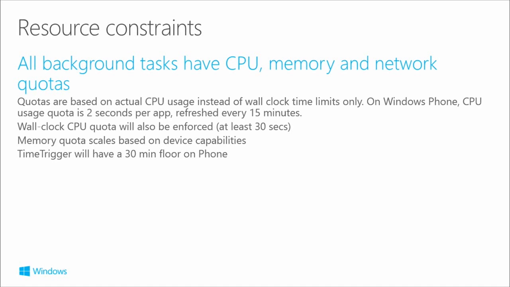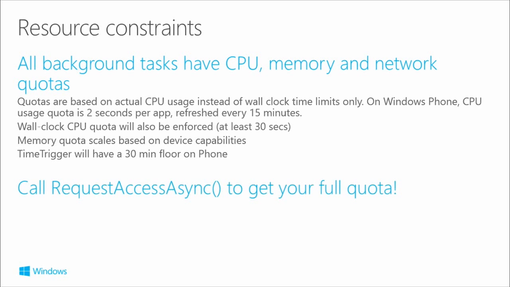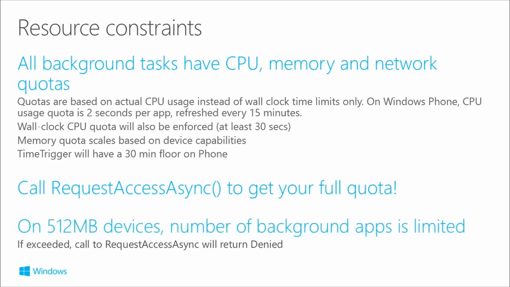Then the wall clock quota will also be enforced, but you're going to get at least 30 seconds. The memory quota scales based on the device capabilities, but the important thing to stress is you need to call RequestAccessAsync to get your full quota. Also, on the low-spec devices, the 512 meg devices, the number of background apps is limited. Once you get to the bigger devices, that goes away. So again, this is another reason why you need to check the status returned by RequestAccessAsync.